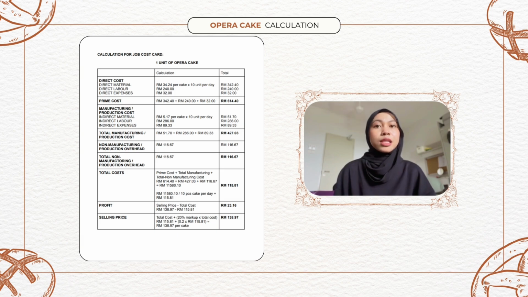115.81. So the profit of one opera cake, which is selling price minus total cost, the selling price is 138.97 minus our total cost of 115.81. We got a profit per one opera cake of 23 ringgit 16 cents. So for the selling price we got total cost plus 20% markup of total cost. So we got 138.97 per cake, which means one opera cake we sell at 138.97.